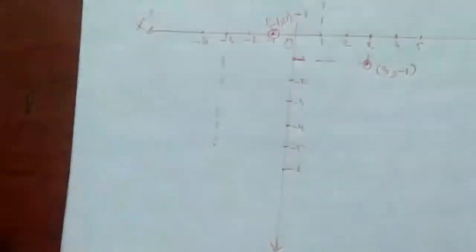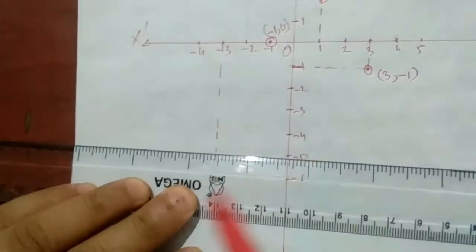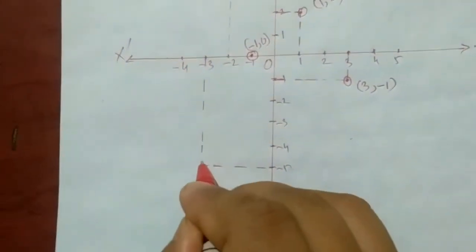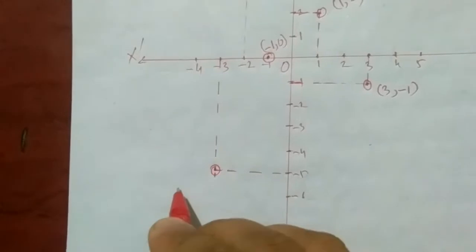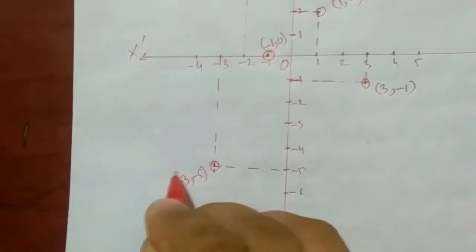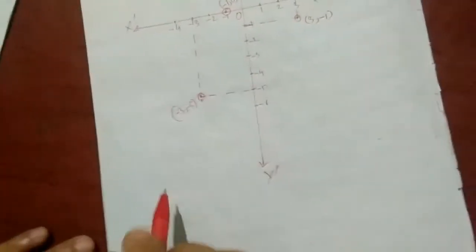Straight to -5, straight to -5 we do. Okay, so this is the point, -3, -5.